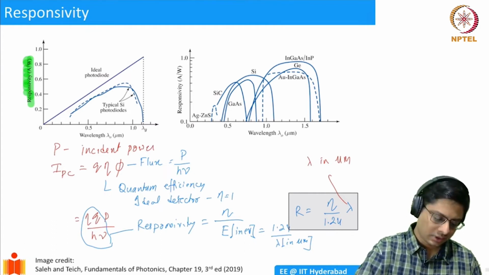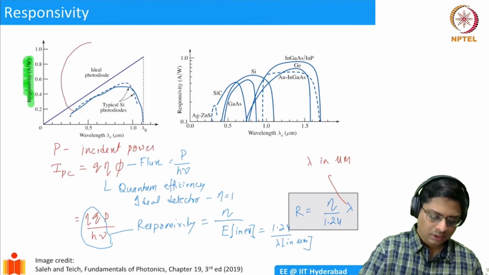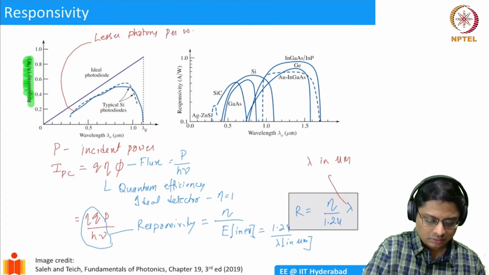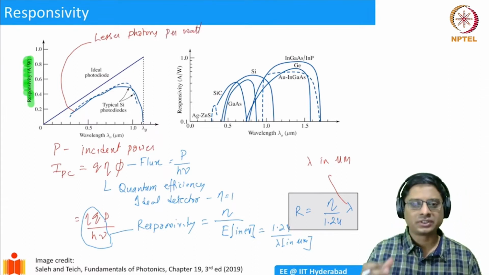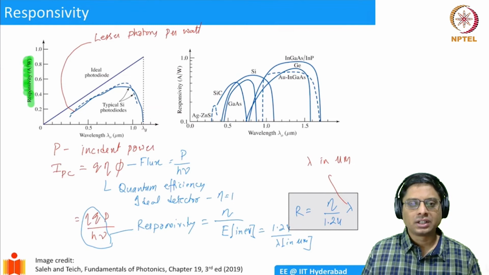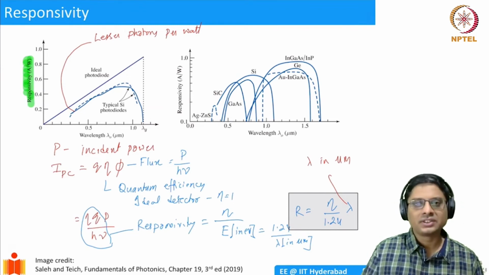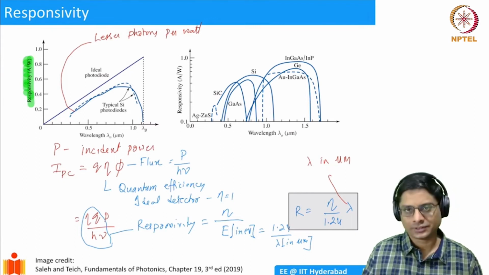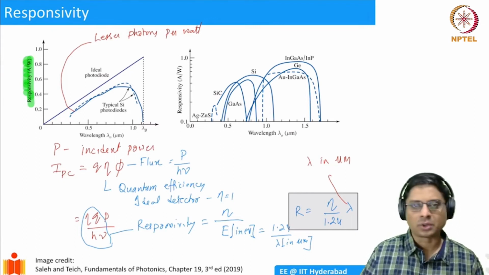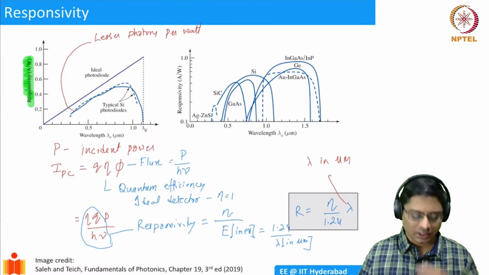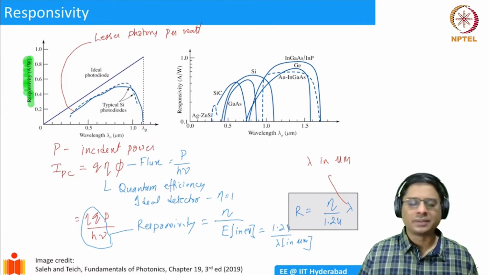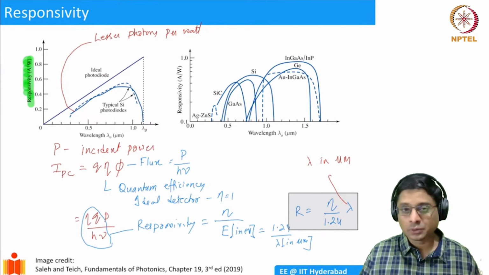So here, lesser photons per watt, right? Because power is, whatever, unit power. And as you go to lower and lower wavelengths, the energy of the photon is larger. So the number of photons per watt is going to be less. And that's why the responsivity drops, because we are essentially capturing responsivity in terms of number of electrons per watt. So, indirectly, it is going to be proportional to the number of photons.